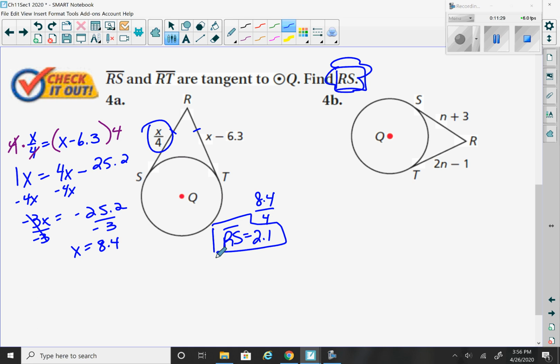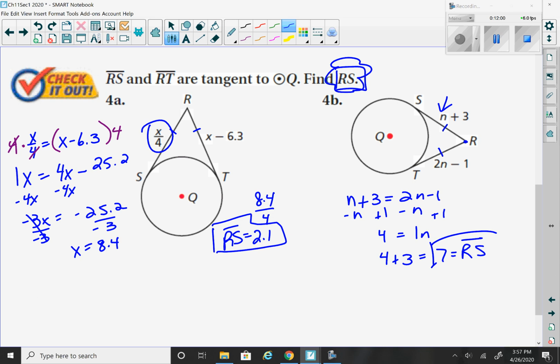For the one on the right, similarly, if RS and RT are tangent, then they are congruent. So I can say that n plus 3 is equal to 2n minus 1. It's a pretty easy one to solve. I can subtract n from both sides and add the 1 over to the left side. So I just got n is equal to 4. Remember that we're trying to solve for RS, so I can take the 4 and plug it back in. 4 plus 3, I'm going to get 7 for my length of RS. So RS is 7. So that's applying that last theorem in a few practice problems.